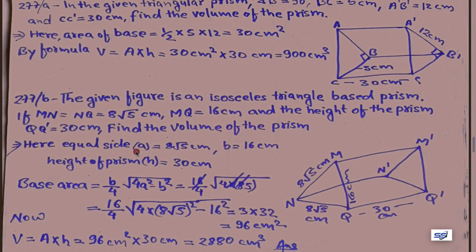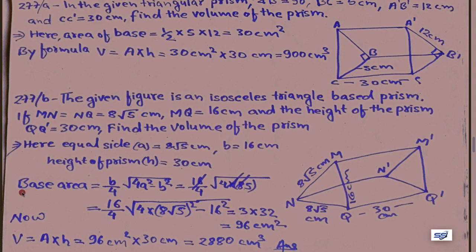Here, equal sides a is equal to 8 root 5 cm, b is equal to 16 cm. These are 8 root 5 cm, 8 root 5 cm, the equal sides. So given here, a is equal to 8 root 5 cm. As here b is equal to 16 cm, this is the unequal side or base, equal to 16 cm. Height of prism is equal to 30 cm. Here this length or height is equal to 30 cm.